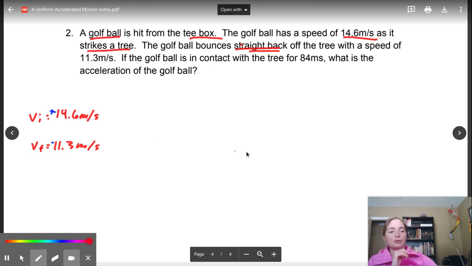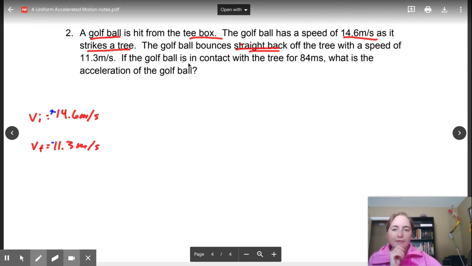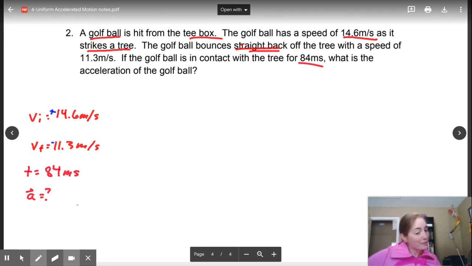All right. So, with the speed, if the golf ball is in contact with the tree for 84 milliseconds, what is the acceleration of the golf ball? Now, we also have another thing we have to do here. We've got 84 milliseconds. Can we do math in milliseconds here? Nope. We've got meters per second, and we're dividing by seconds here, and we have milliseconds. Wrong units, can't do it. We have to convert units.